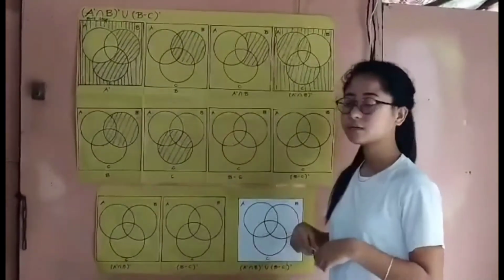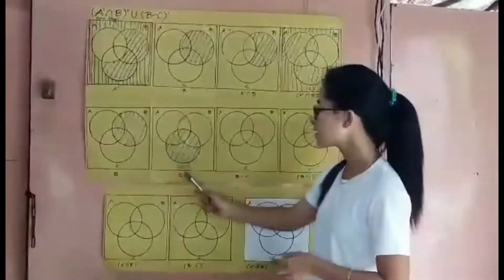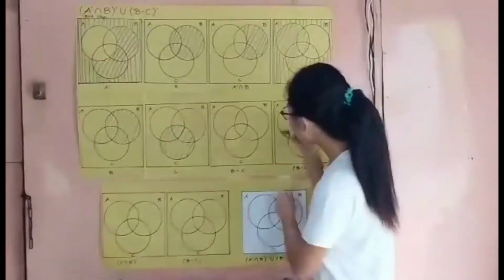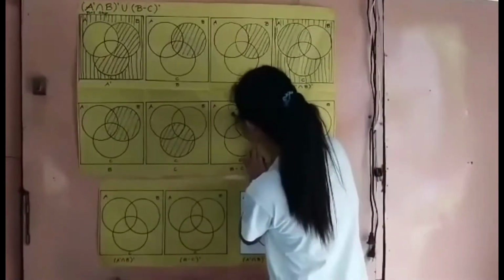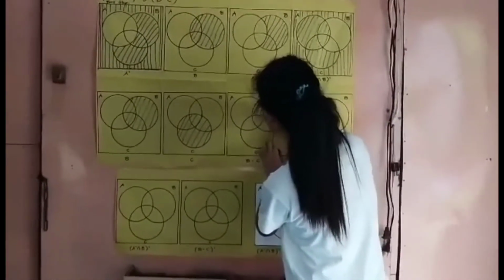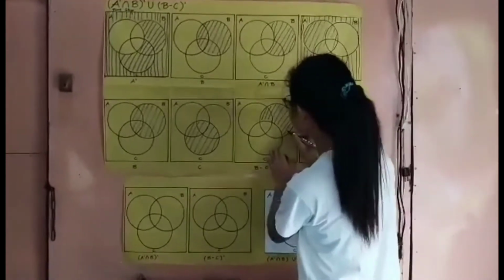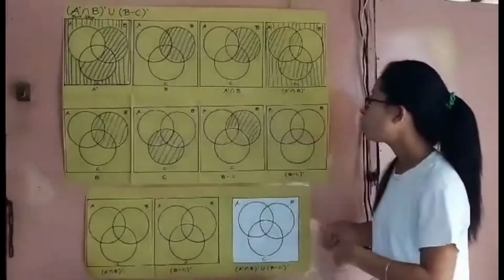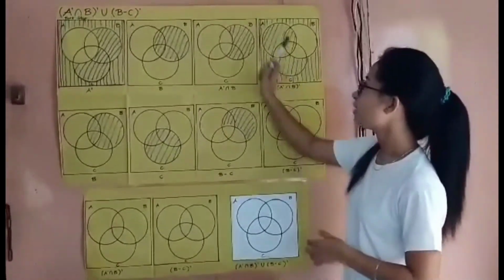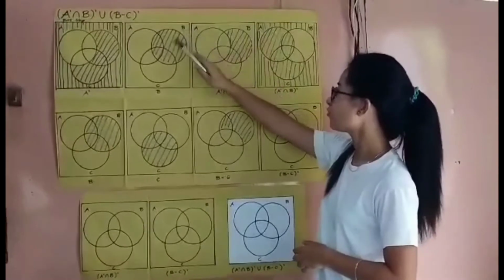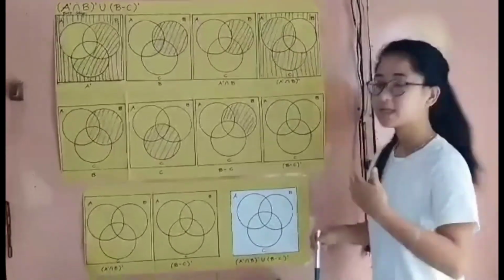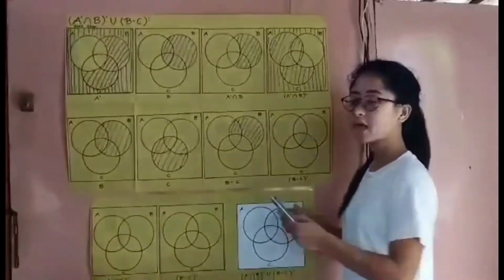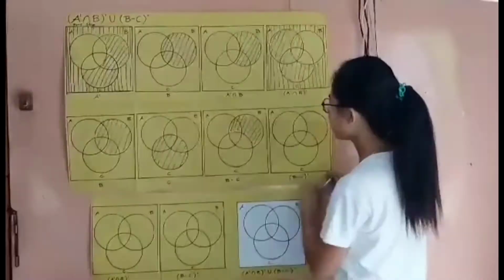And now that we already have B and C, we'll now subtract. So B minus C, so let us shade only this part, since we will remove C. Now we can find the complement of B minus C. So again, since it is complement, we will shade everything that is not shaded here.